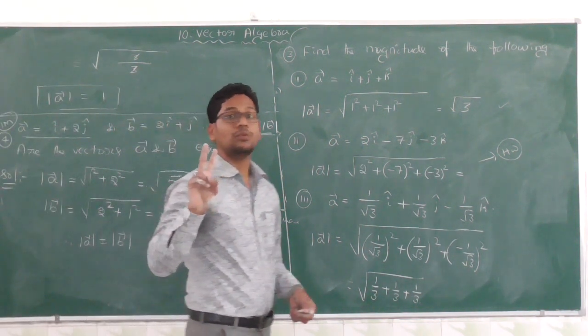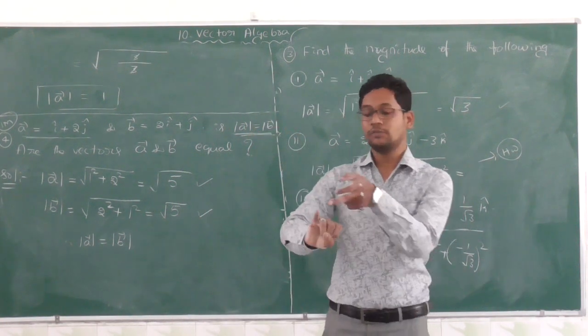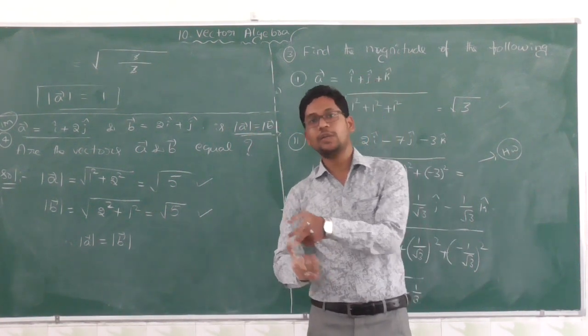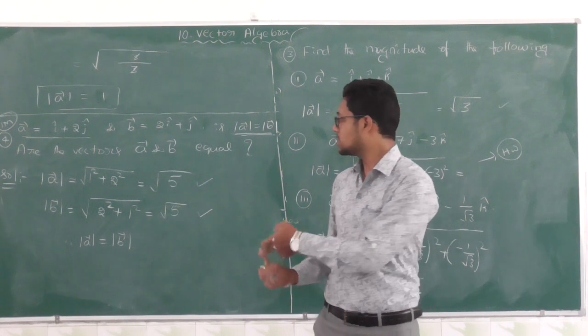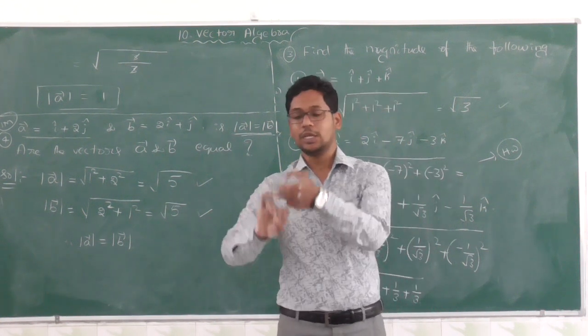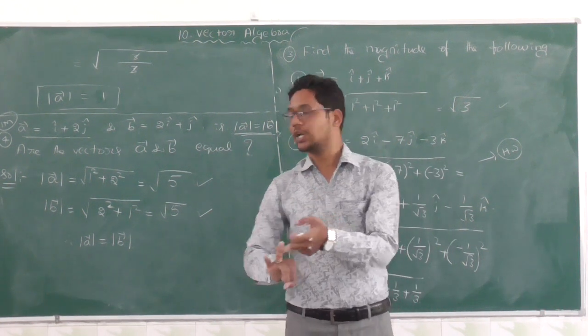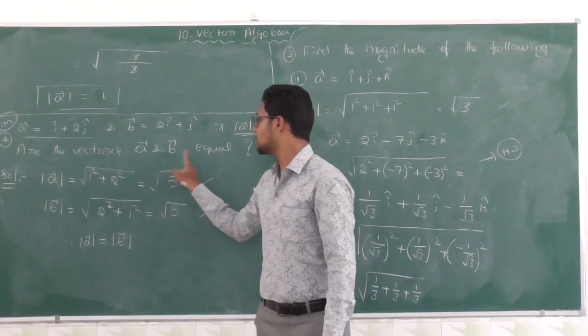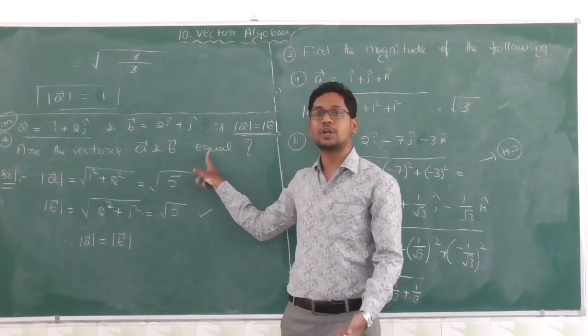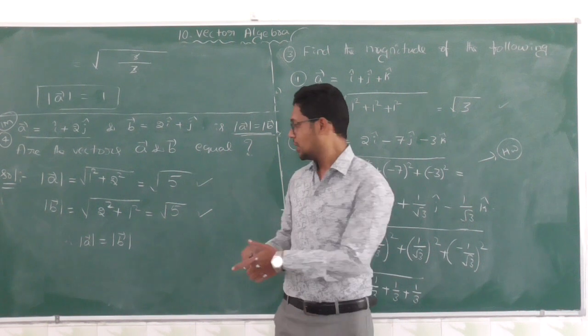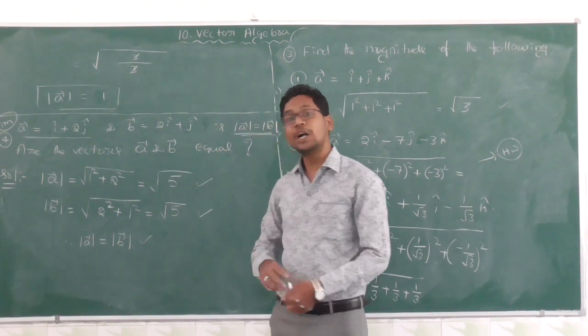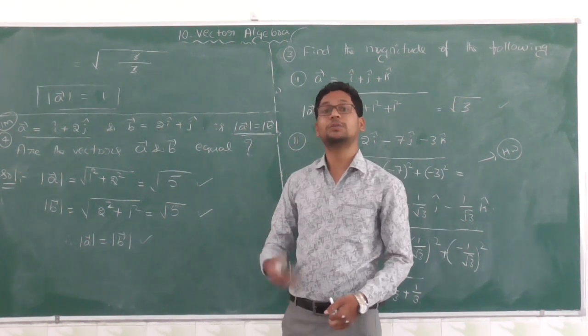In this question we have two questions, right? First, we have to verify magnitude of A equals magnitude of B. And second, we have to verify whether A vector and B vector are equal. Equal vectors are those with same magnitude and same direction. We know the same magnitude. What about the direction?